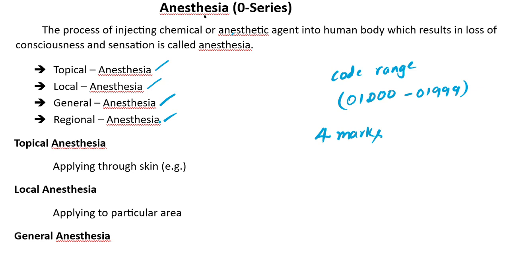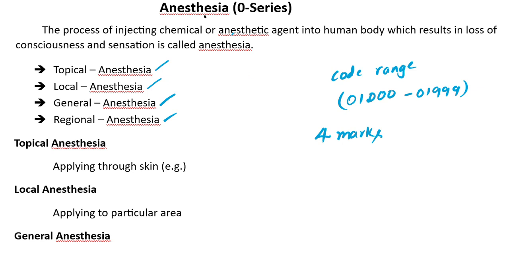So what is topical anesthesia? Topical anesthesia means anesthesia applied through the skin. Topical anesthetics are medicines that numb and reduce the sensation of pain in the area to which they are applied. They are available in the form of ointments, sprays, lotions, creams, etc. Okay, topical route.